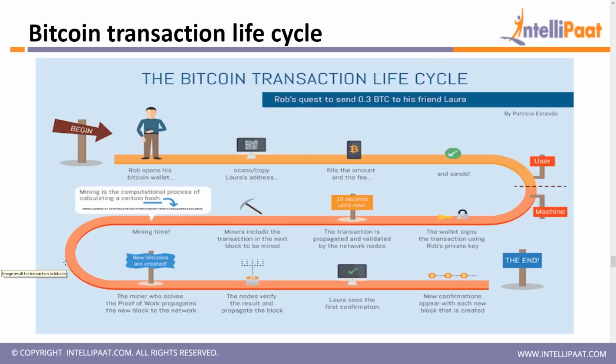So when mining is done, the miner who solves the proof of work propagates a new block to the network and new bitcoins are created as a result. The nodes then verify the result, propagate the block and add it to the blockchain. When the final confirmation is done and the blockchain has the new block added, Laura can see the first confirmation on her wallet and her device that the amount has been transferred successfully and received by her. New confirmations appear with each new block that is created. So every node inside the blockchain network is made aware of the new block creation, and this constitutes the whole lifecycle of a Bitcoin transaction.